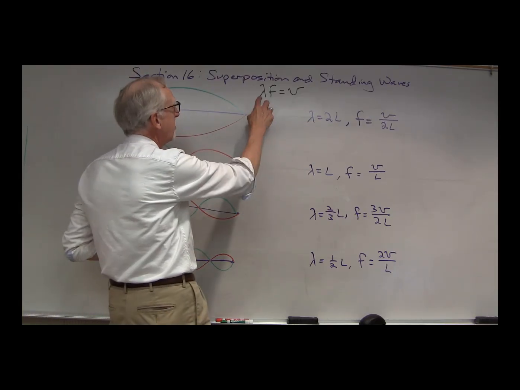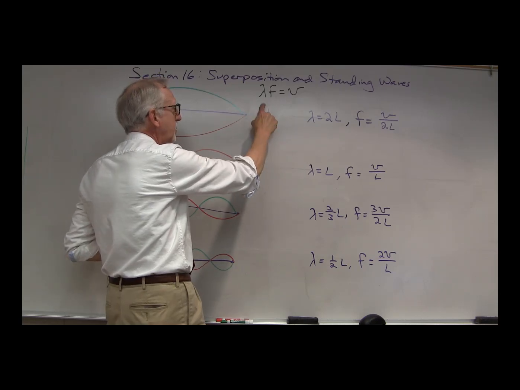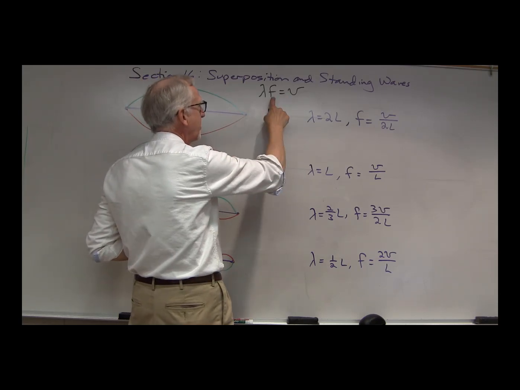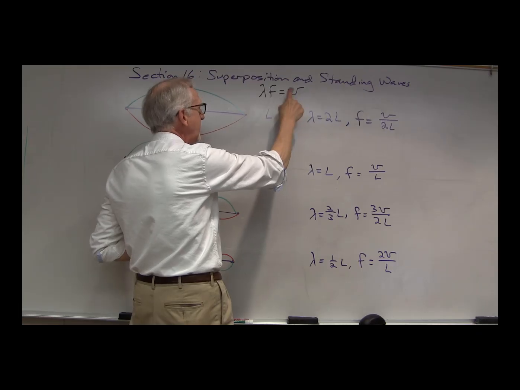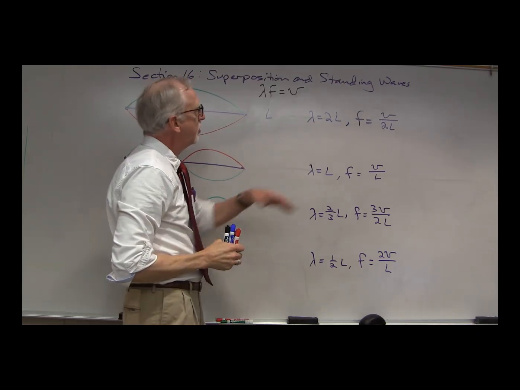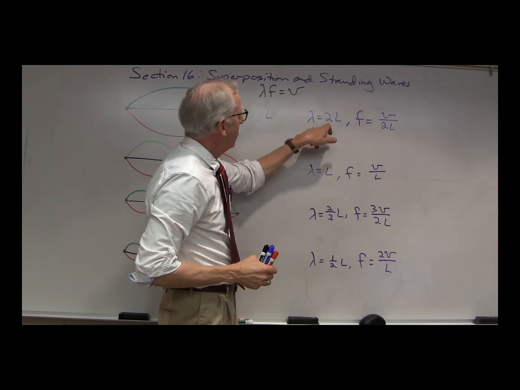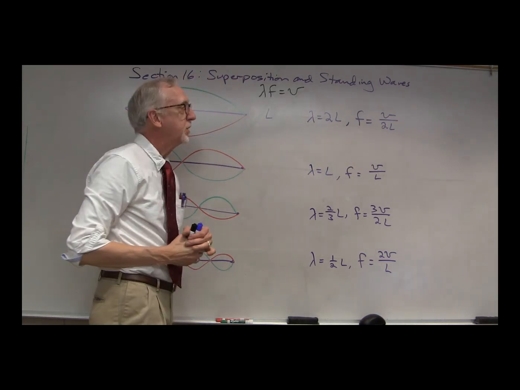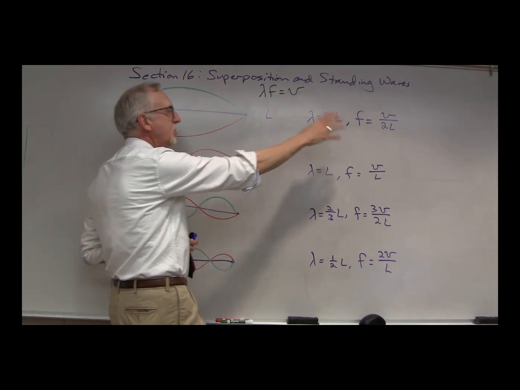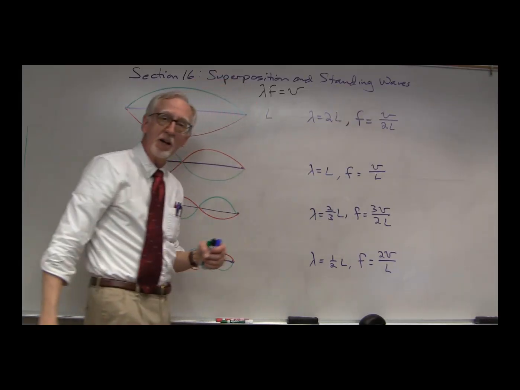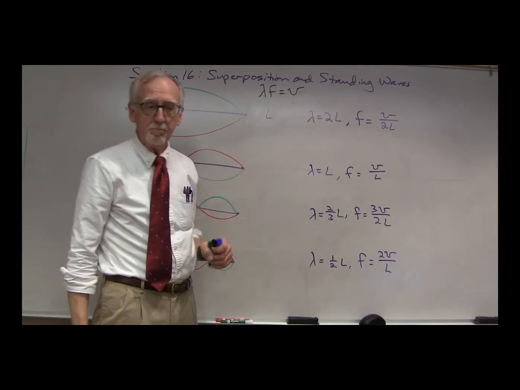Remember, we've got a very general relationship between the wavelength and the frequency, lambda f equals v, or the frequency is the speed over lambda. So the frequency will be the speed over the wavelength. The wavelength is 2L. So the frequency of this wave, in terms of the length and the velocity of the wave, will be v over 2L.